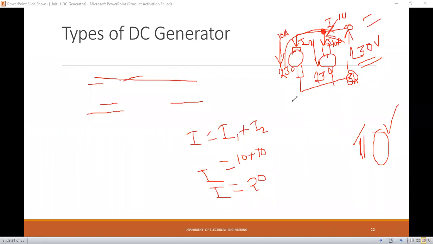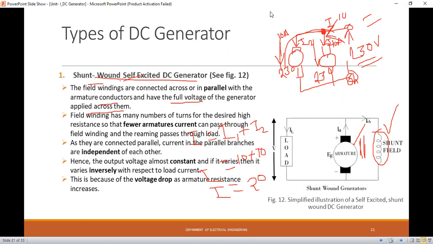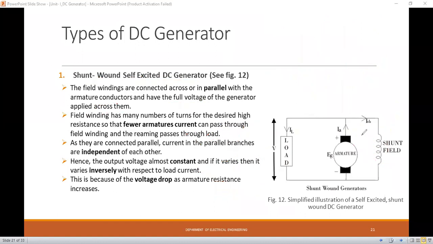If this machine or your motor is at the end point, then also the voltage is the same, near about 400 to 440. Okay, that means in parallel combination there is the same voltage across each and every machine. So similarly in case of our shunt motor, or it may be a shunt generator, the full voltage can be applied to the shunt field winding. See, the field windings are connected in parallel with the armature conductor and have the full voltage of the generator applied across them.